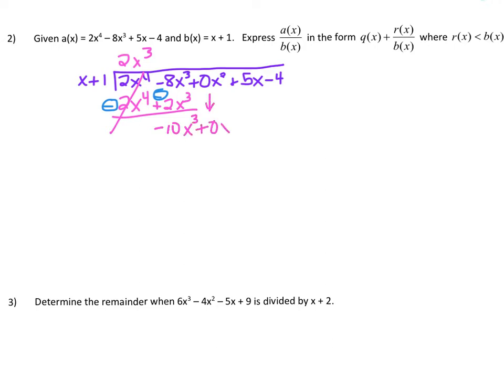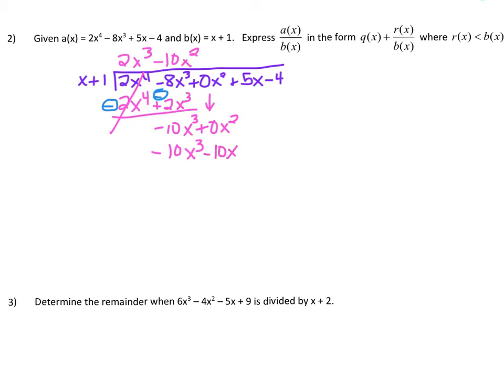You always want to bring down however many terms you have to, so that you have the same number of terms down here as you do outside of the division bar. All right, so let's repeat the process. What do I multiply x by to give me negative 10x cubed? Well, we multiply it by negative 10x squared. So let's put that on the top here. Distribute: negative 10x squared times x would be negative 10x cubed. And then negative 10x squared times 1 is negative 10x squared.